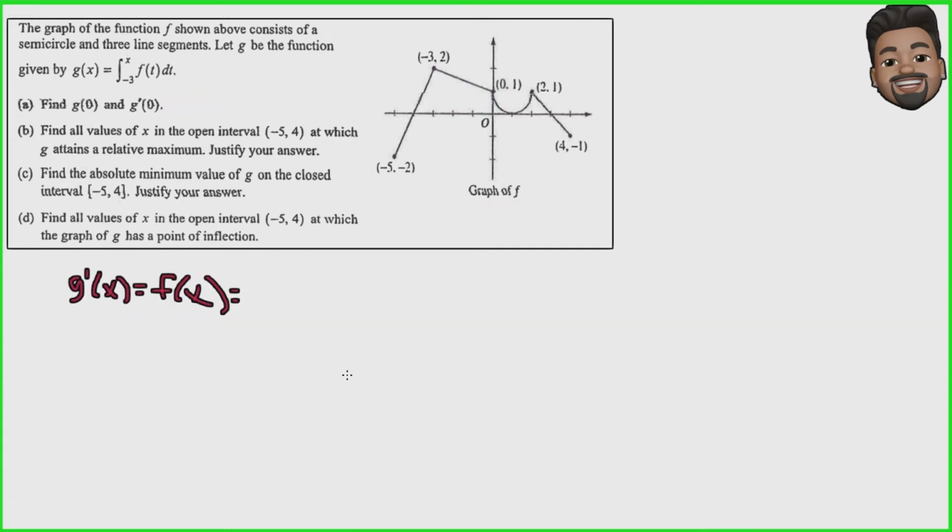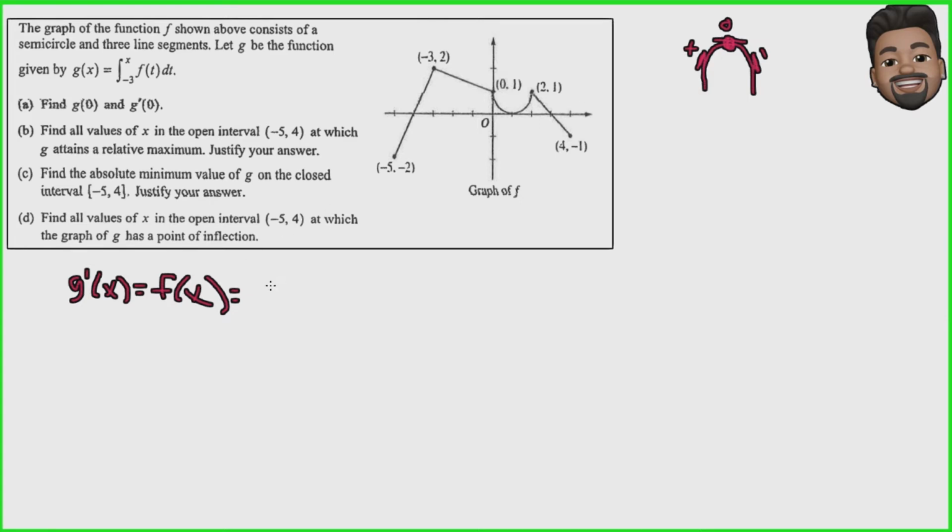Part B: find all the values of x in the open interval at which g attains a relative maximum. So we need to find a relative maximum. Let me just draw a random graph for a moment. For a relative maximum, we have to look for when the slope is 0, and then we take the derivative. This is going to be positive to negative. So we are looking for when our derivative changes from positive to negative.